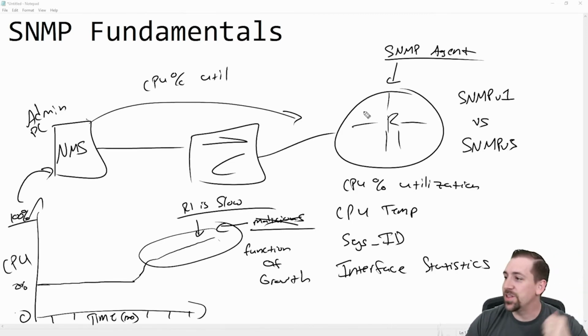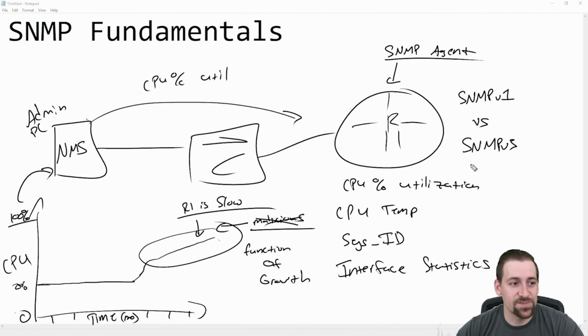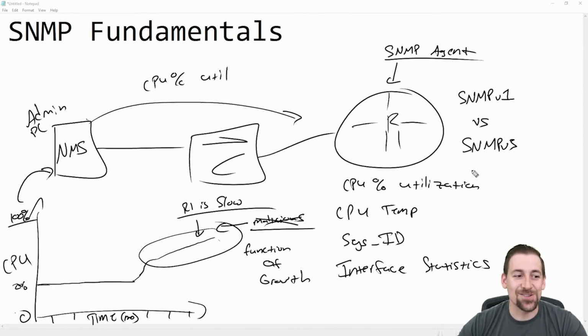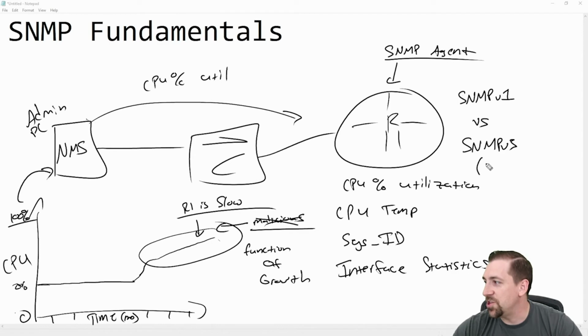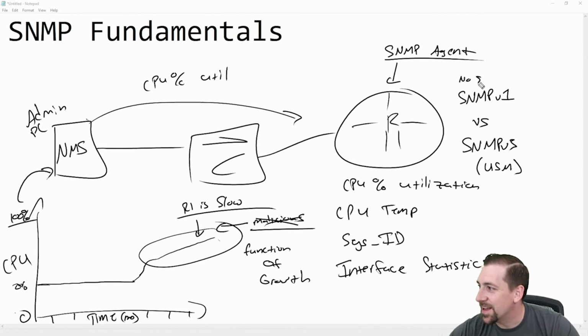Version 3 allows for security, so encrypted sessions, username, password, and other user-specific information in terms of access to data and things like this, with what's known as user-based security modules, and I'll go into some of the advanced stuff some other time. And SNMP version 1 basically has no security. There are what are known as community strings.